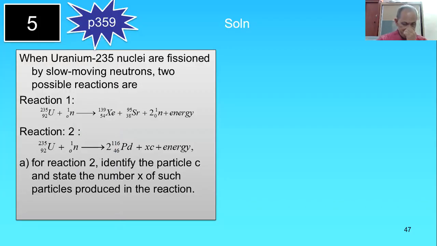Let's look at number 5, page 359. When uranium-235 nuclei are fissioned by slow-moving neutrons, there are 2 possible reactions, reaction 1 and reaction 2. It doesn't mean that there's only one reaction. Sometimes this reaction, sometimes that reaction, we don't know why. For reaction 2, identify the particle C and state the number X of such particles produced in the reaction.